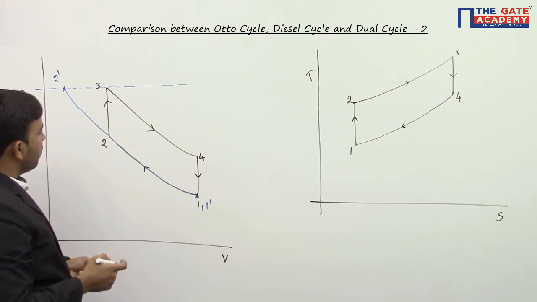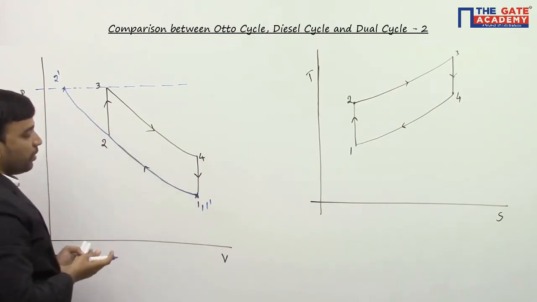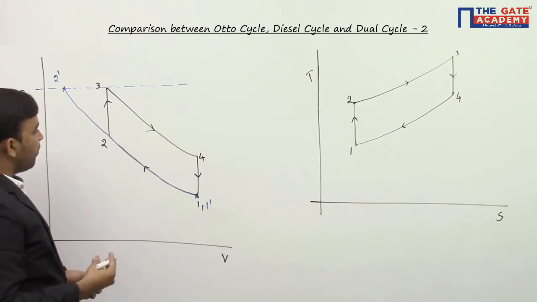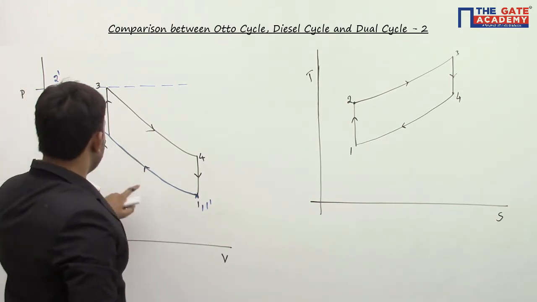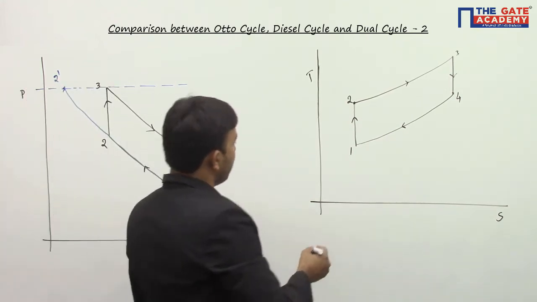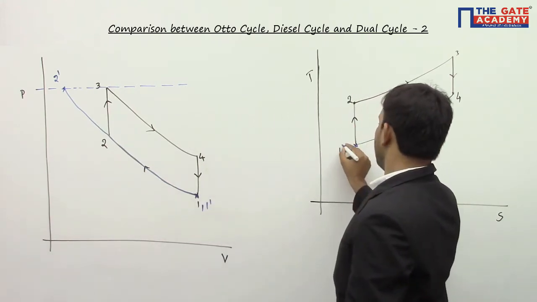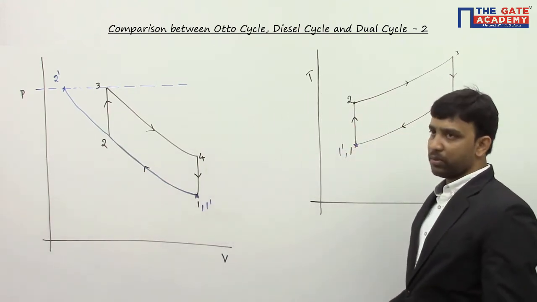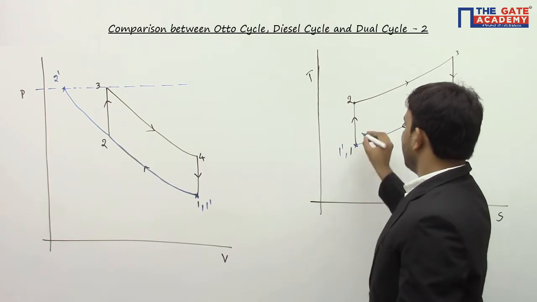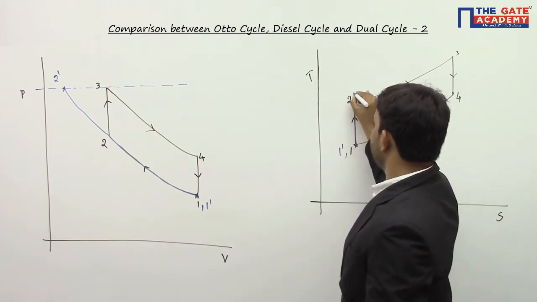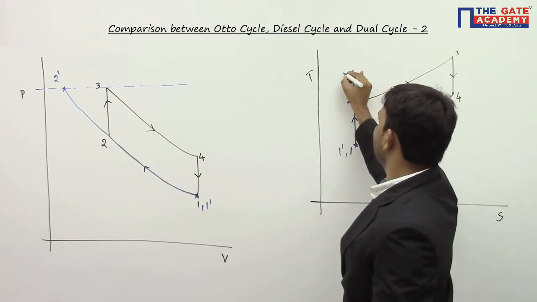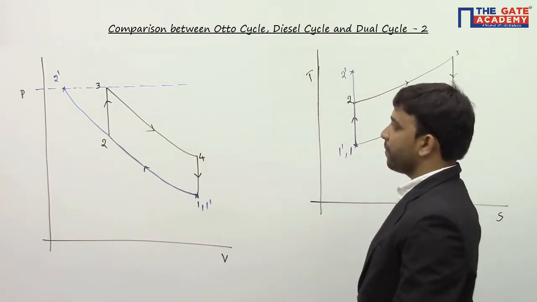You can see here that the compression ratio for diesel cycle will be more than the compression ratio for Otto cycle. So 2 dash comes here; it's more compression in diesel cycle. Inlet conditions are same, so 1 and 1 dash will be here. For the same maximum pressure, you will have more compression in diesel cycle, so this 2 dash will come here.